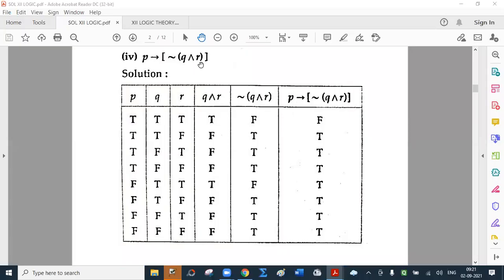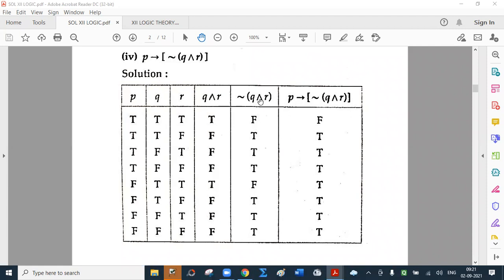In fourth sum also there are 3 simple statements. So there will be how many? There will be 8 combinations in all. So first column P, second Q, third R, then we need Q and R, then its negation, and finally this implication. Q and R, true and true, true, true and false, false. When you see first as false in conjunction, you need not see the second, directly write false, false, true and true, true, and so on. Then negation of this. So true changes to false, false changes to true, and so on.